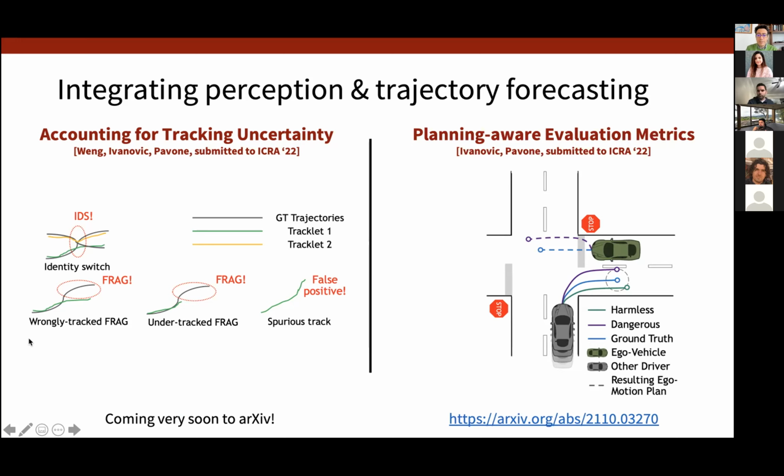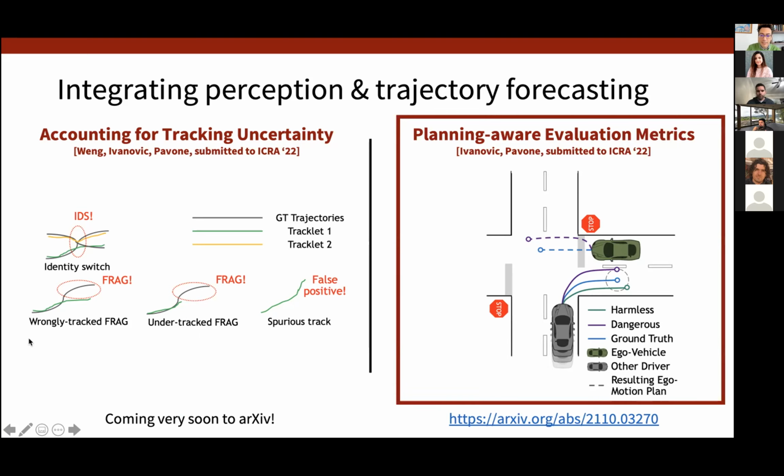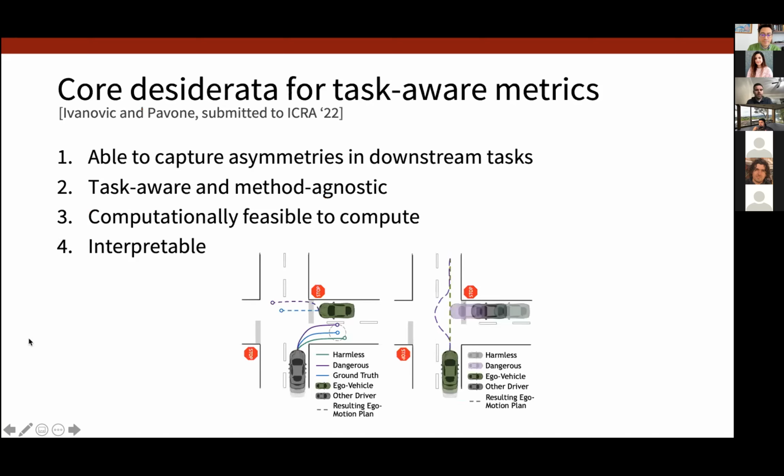Thus, we have developed new task-aware prediction metrics that account for ensuing driving behaviors. Boris will provide next more details about our work on planning-aware metrics. Boris, take it away. Thanks, Marco.